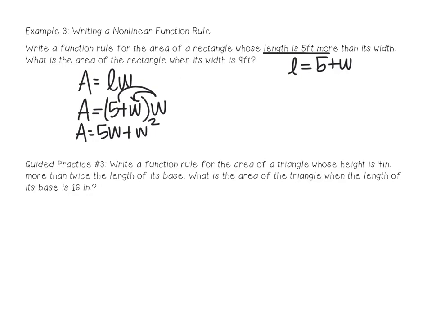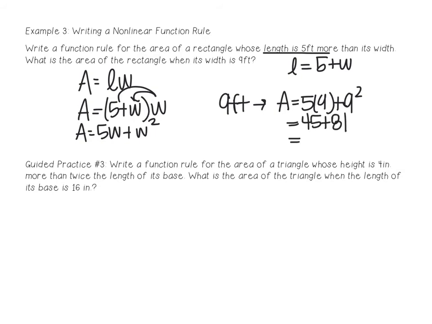Then they asked, what is the area of a rectangle when its width is 9 feet? So when it's 9 feet for the width, you're going to replace the W with a 9. And you're going to say A equals 5 times 9 plus 9 squared, which is 45 plus 81, which is 126 feet squared because it's area. So I have two answers here. First, my function rule, and then I answer the second question. Always make sure you answer every question in the problem.